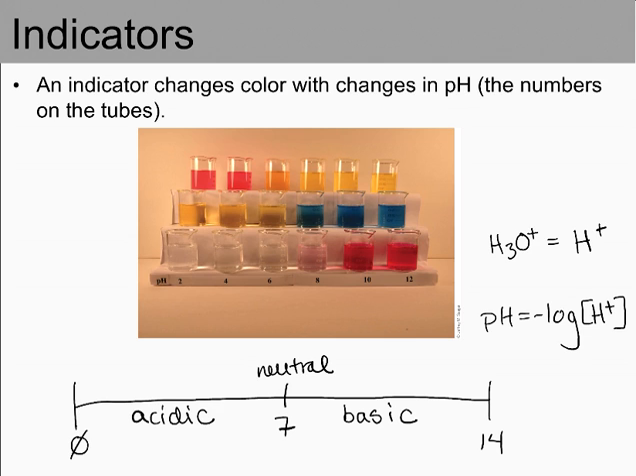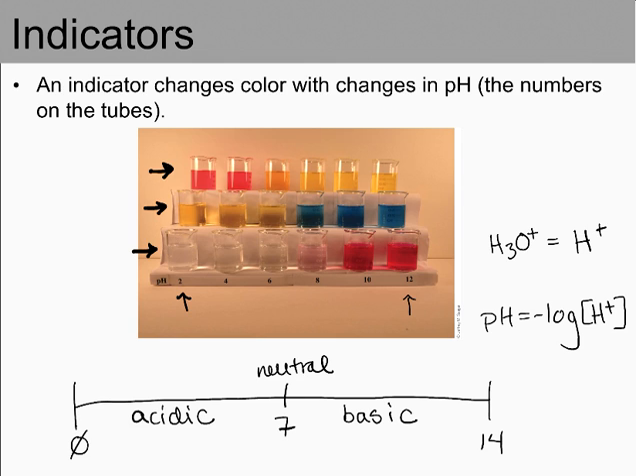Now up above, you can see some pH values, and they're ranging from 2 up to 12. And these are different indicators up above. So we have one type of indicator at the top, one in the middle, and one at the bottom. So indicators change color with changes in pH.